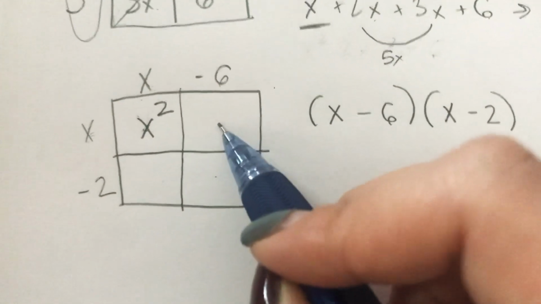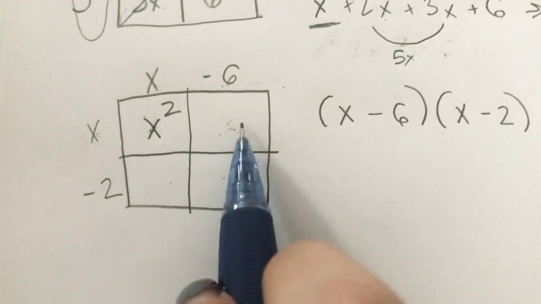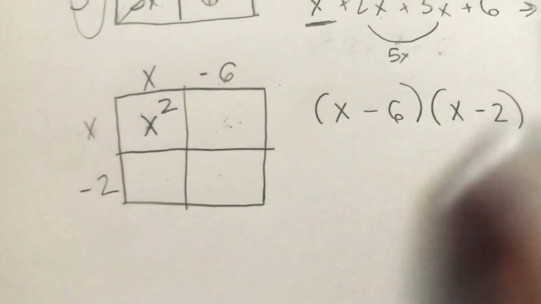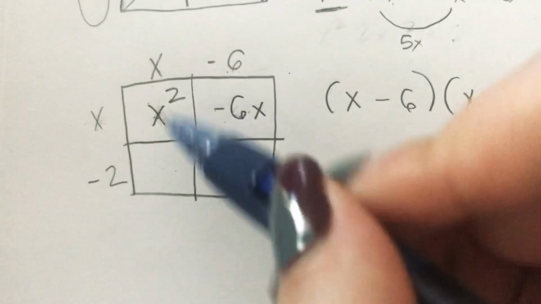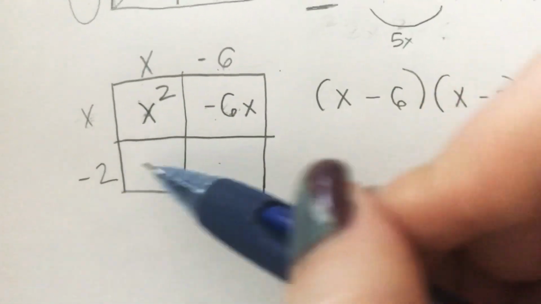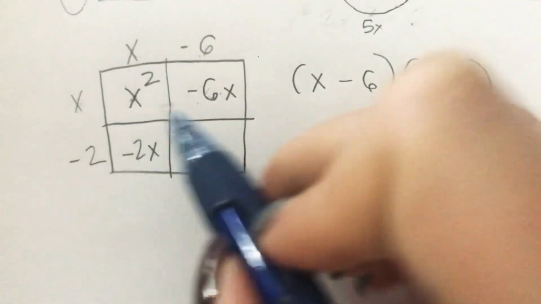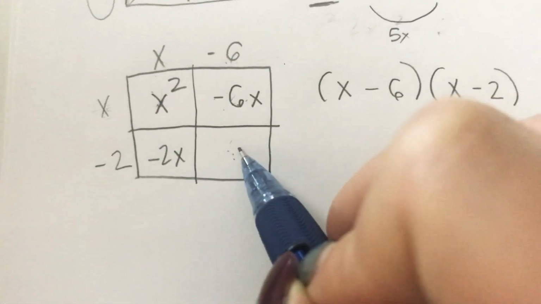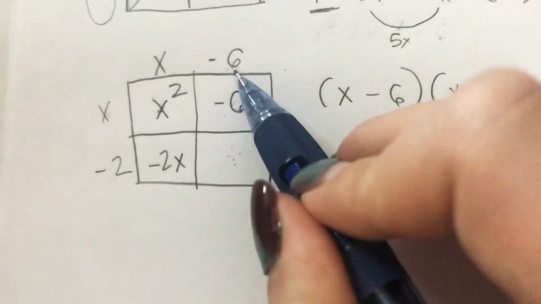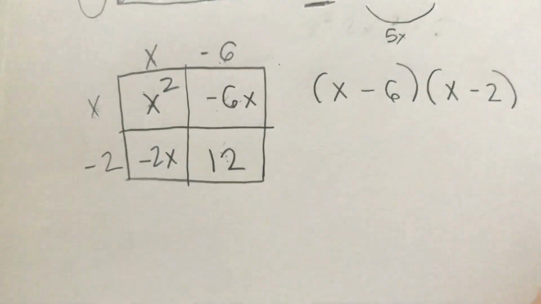Now I'm going to fill in this empty box. It's below the -6 and it's next to the x, so I'm going to multiply. X times -6 is just -6x. And then this empty box below the x next to -2, so I'm multiplying those two terms. X times -2 is -2x. And then lastly, this empty box is below the -6 and next to the -2. -2 times -6 is +12. A negative times a negative is positive.